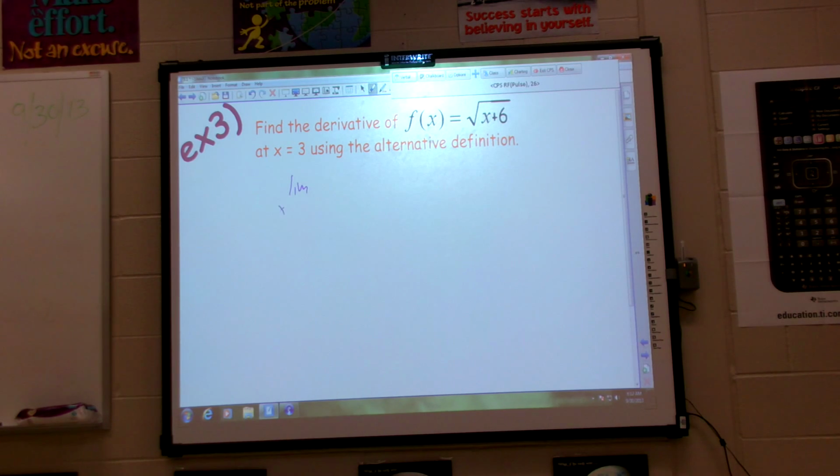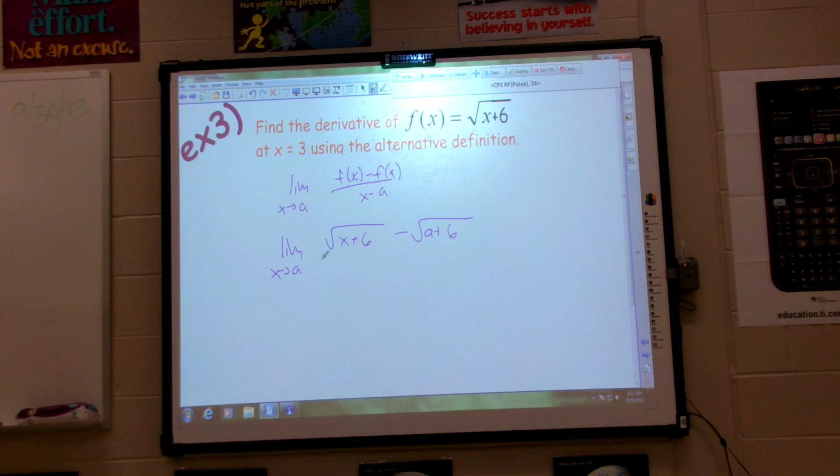Limit as x goes to a, not 0, x goes to a, f of x minus f of a, all over x minus a. So limit as x goes to a. f of x is just the square root of x plus 6. f of a would be the square root of a plus 6, correct? Yeah. All over x minus a. How do I do that?